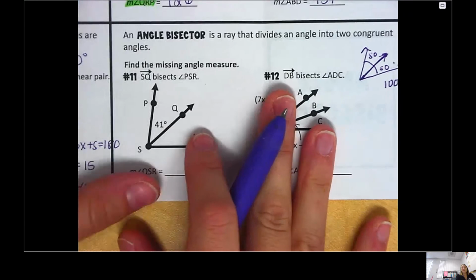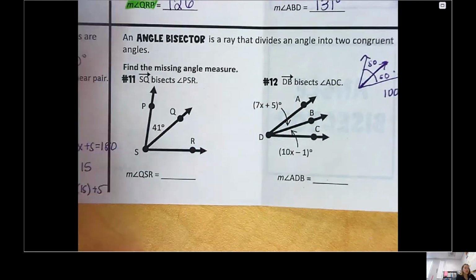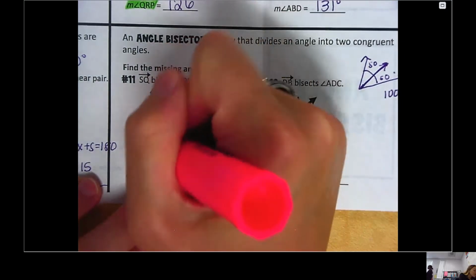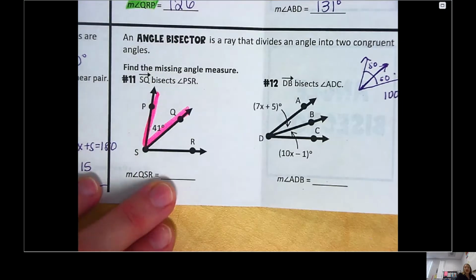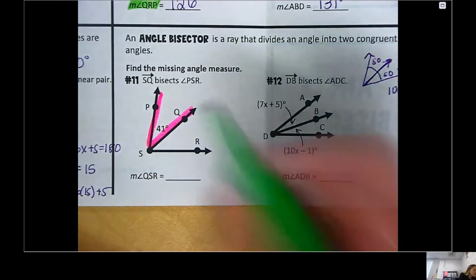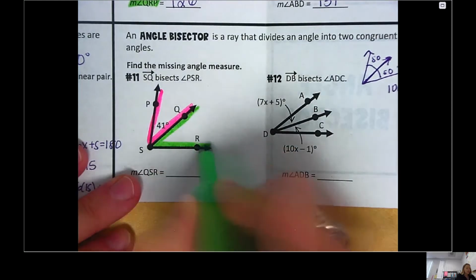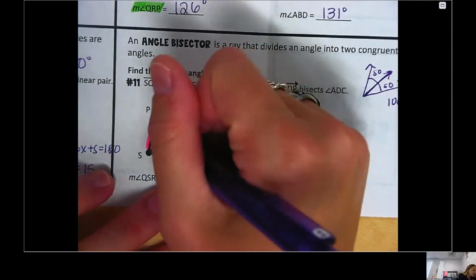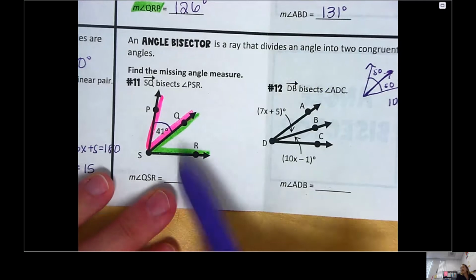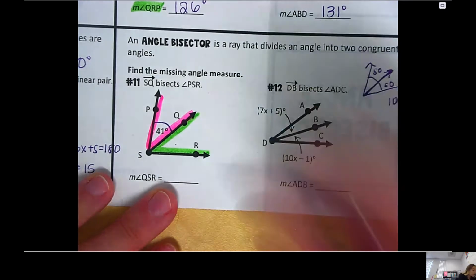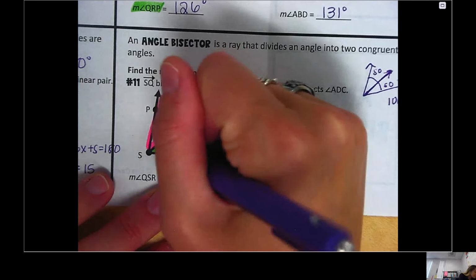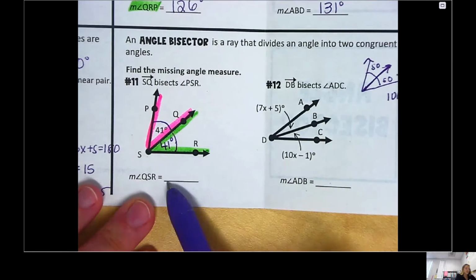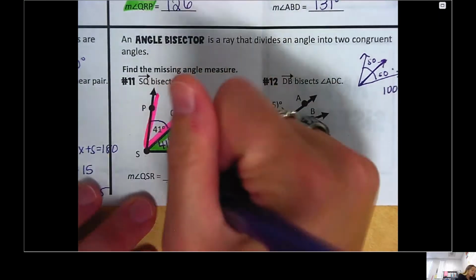So let's take a look at 11. It says SQ bisects angle PSR. So you've got now two small pieces, and those two small pieces are exactly the same. So if this pink angle is 41 degrees, what does that mean this green angle has to be? Better be 41 degrees too. So in total, well, actually that is it, QSR. That's all it asks for, that green angle, 41 degrees.